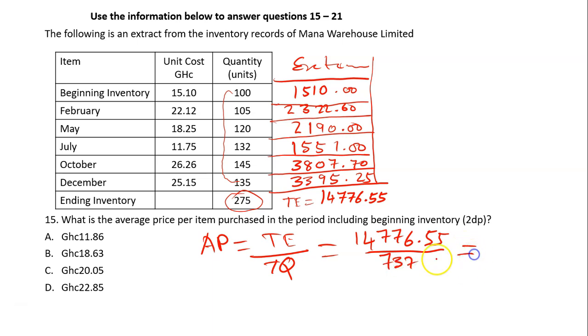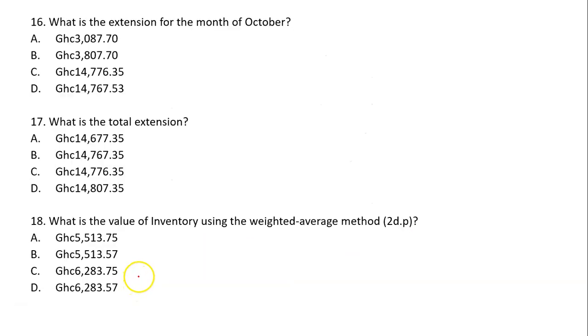So 14,776.55 divided by 737, you get Ghana cedis 20.05. So the correct answer for question 15 is C. So let's proceed to the next question.